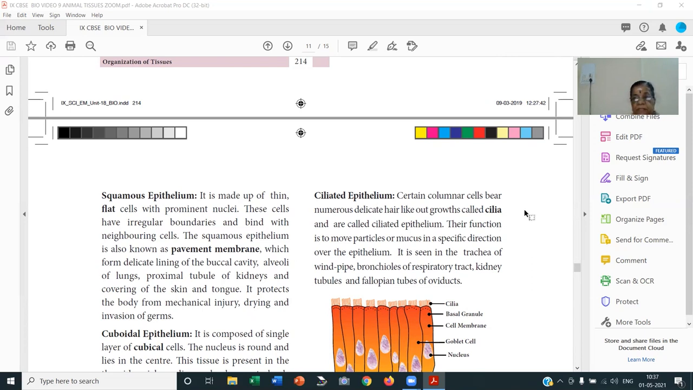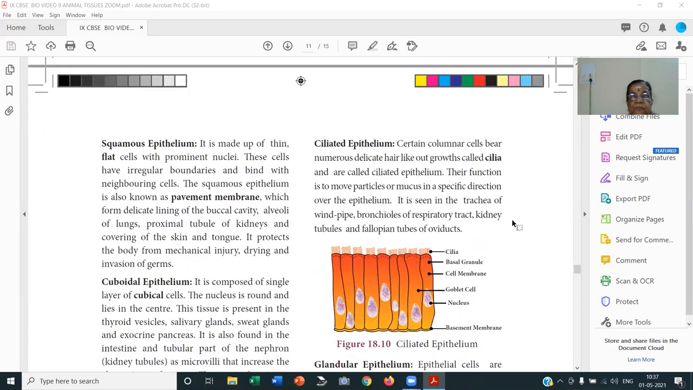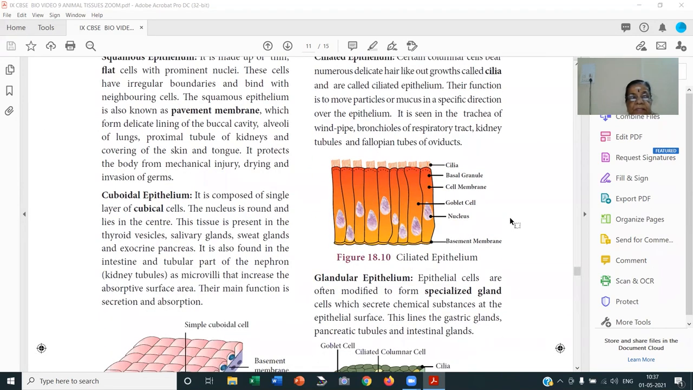So that is the squamous epithelium, and it also covers the skin and tongue. It protects the body from mechanical injury, drying, and invasion of germs. I hope you understand.